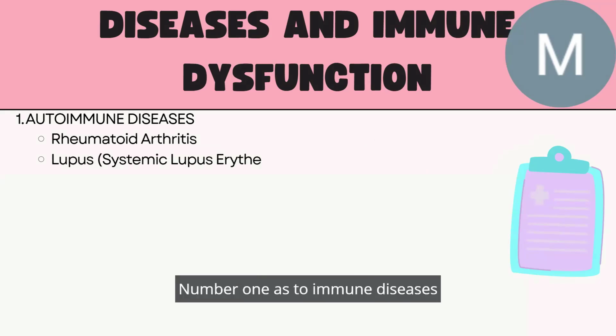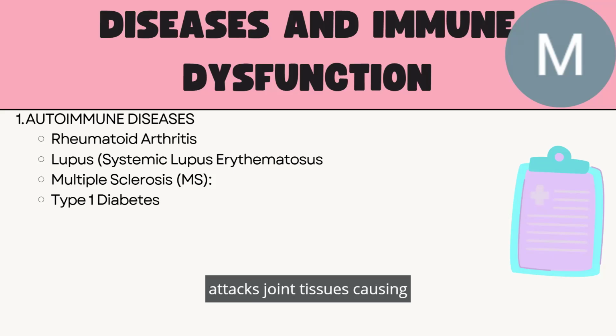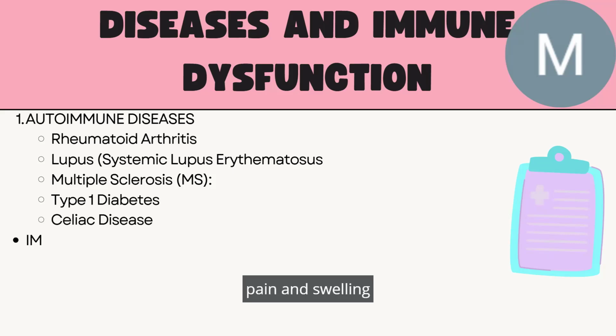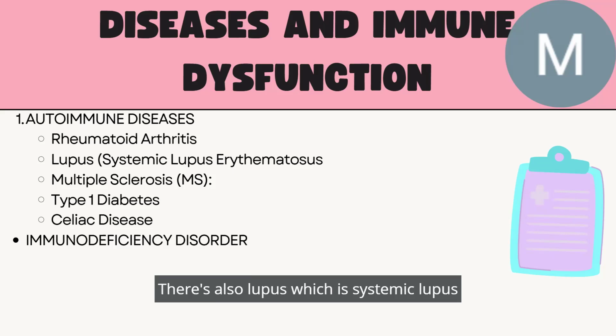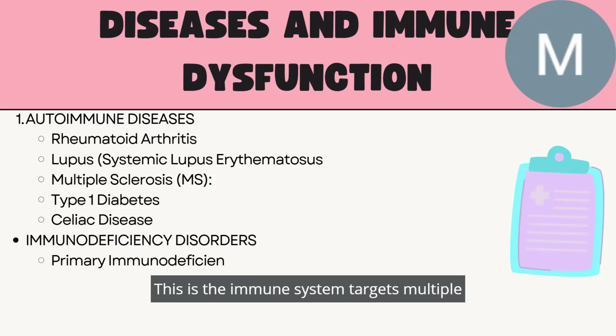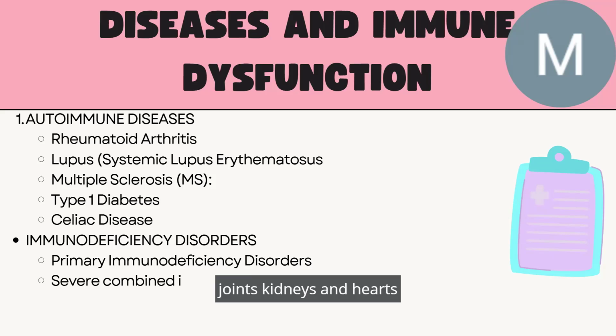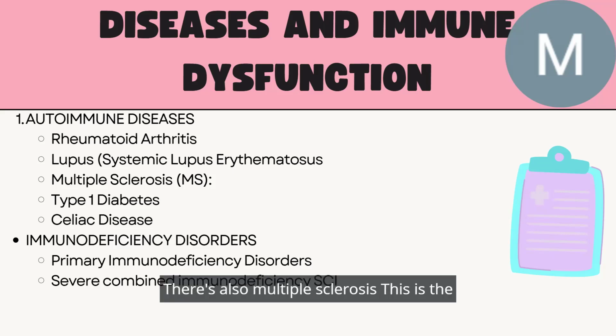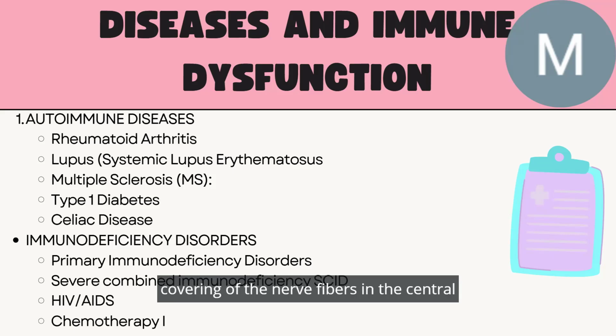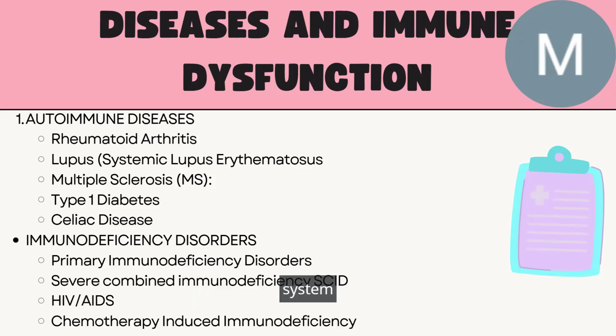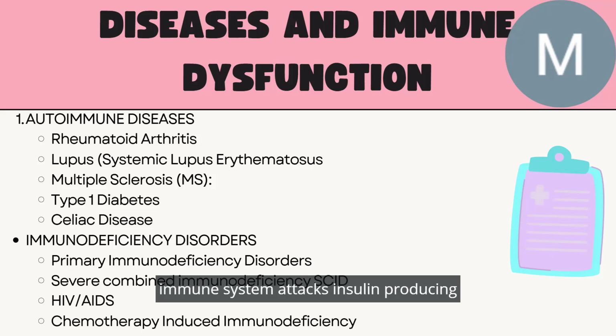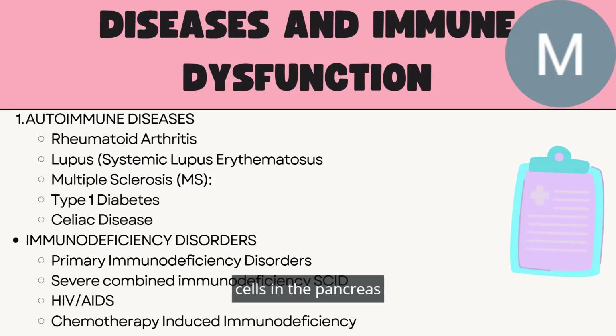Number 1, autoimmune diseases. This includes rheumatoid arthritis. This is when the immune system mistakenly attacks joint tissues, causing inflammation, pain, and swelling. There's also lupus, which is systemic lupus. This is when the immune system targets multiple organs, including the skin, joints, kidneys, and heart. There's also multiple sclerosis. This is when the immune system attacks the protective covering of the nerve fibers in the central nervous system. There's also type 1 diabetes. This is when the immune system attacks insulin producing cells in the pancreas. And lastly, celiac disease. This is an autoimmune reaction to gluten that damages the small intestine.